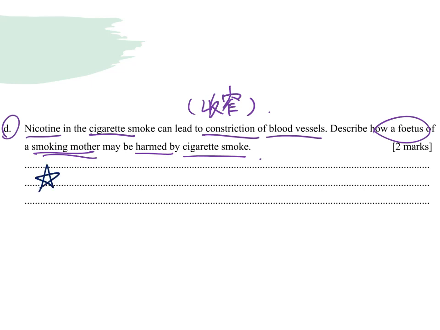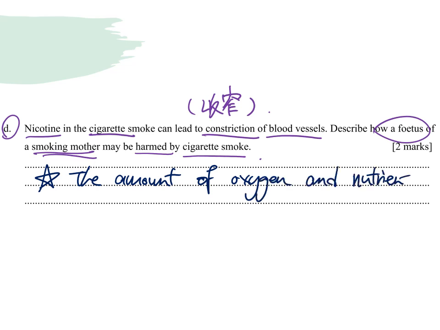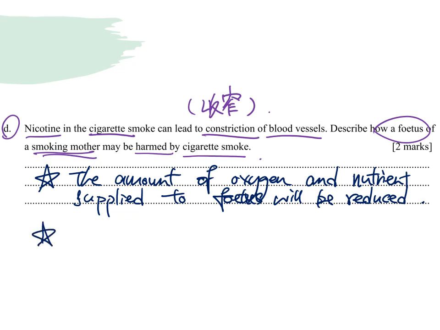Therefore, the amount of blood flow so as the oxygen and nutrient supplied to fetus, what happens? Will be reduced. And therefore, what happens to the baby? The baby will become, it has less oxygen, less nutrient. They will become smaller and lighter in weight.